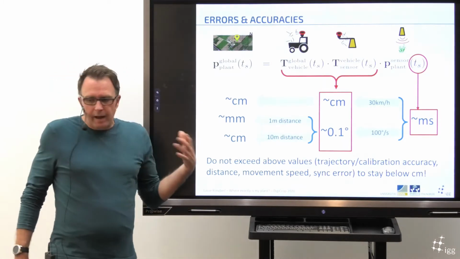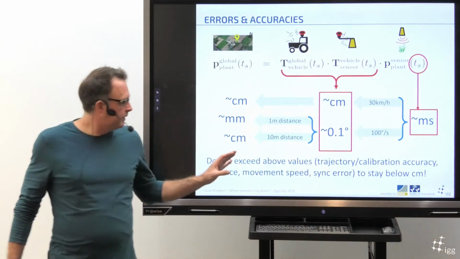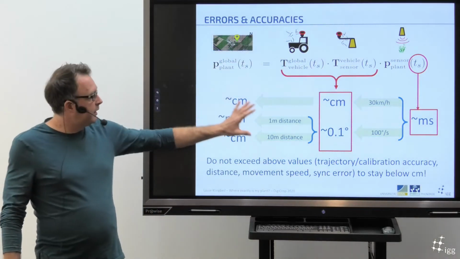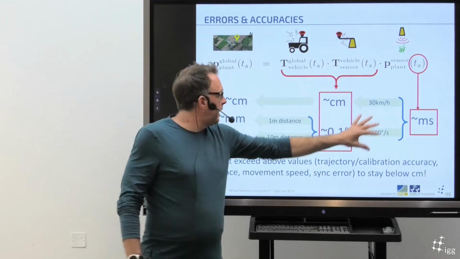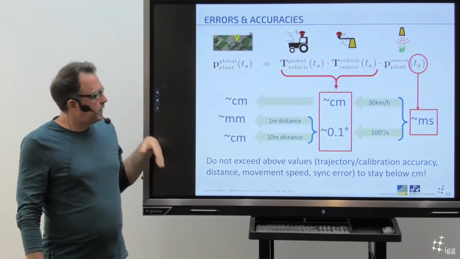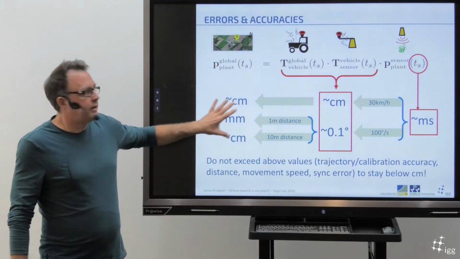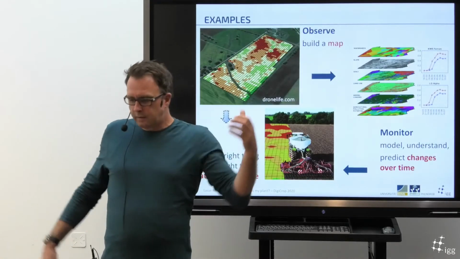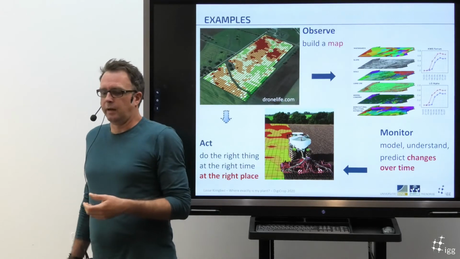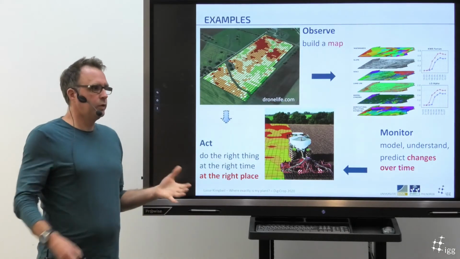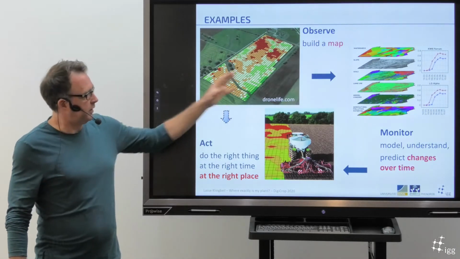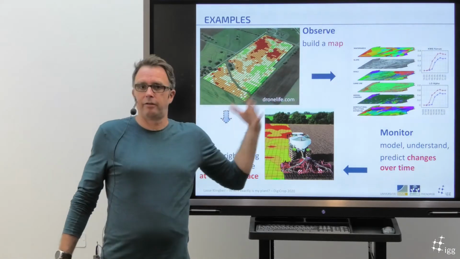So finally we can say do not exceed the above values if you want to have centimeter accuracy here. Anything which is more than these numbers that I've shown here brings you serious trouble in achieving centimeter accuracy on that side. So let's go to some examples that we've done in the last years where we used these methods in order to show some of these tasks that I have here.